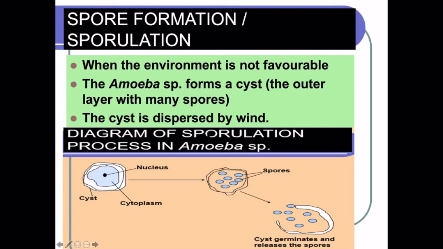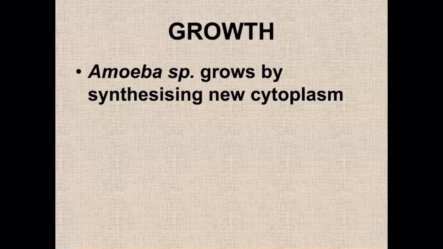And then the spore will be dispersed by the wind. Okay, the cyst germinates and they release the spore, and the spore will be carried by the wind. Okay, so the wind will carry the spore to the other destination that might be favorable for them. Okay. And then the last one, growth. Okay, so we know that amoeba will grow by synthesizing a new cytoplasm. Okay, so it's very straightforward information.